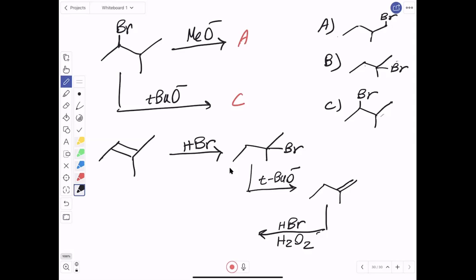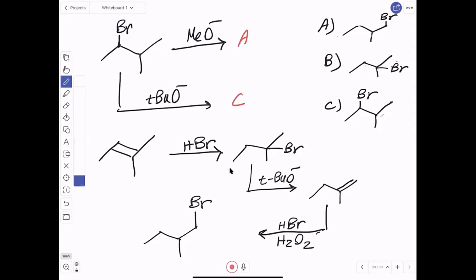What is the answer? Is this Markovnikov or anti-Markovnikov addition? So you add hydrogen to the sp2 carbon with fewer hydrogens and bromine to the sp2 carbon with more hydrogens. And the answer is this.